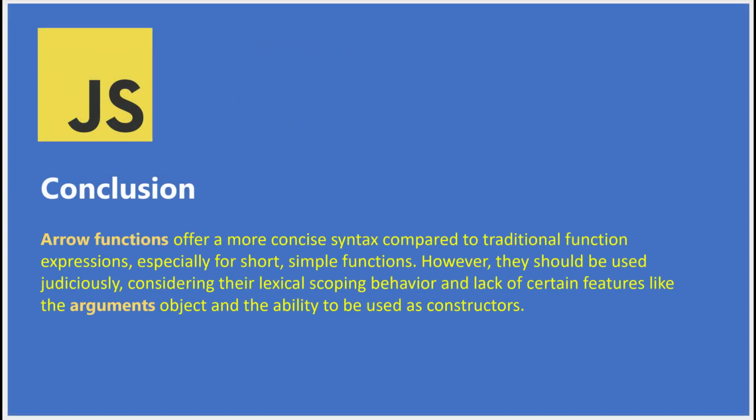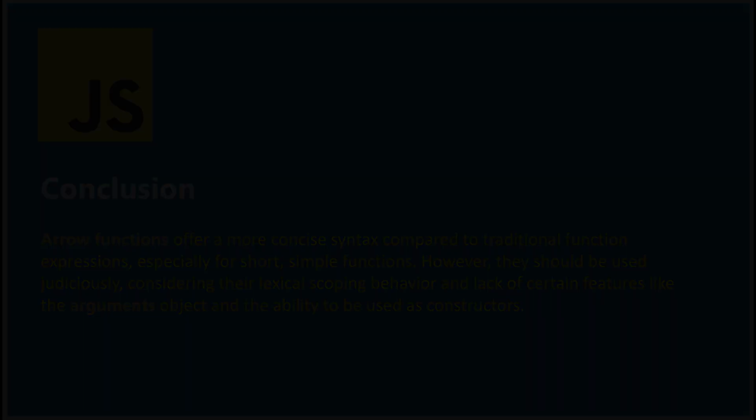To sum it all up, arrow functions are a neat tool in ES6 for writing more concise JavaScript code, especially for simple inline functions. But they come with their own set of quirks like lexical scoping and the lack of certain features. Use them wisely, and they can make your code easier to read and write, but remember, with great power comes great responsibility. Happy coding.